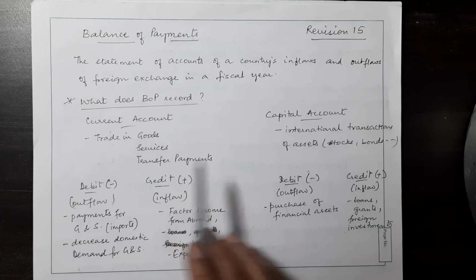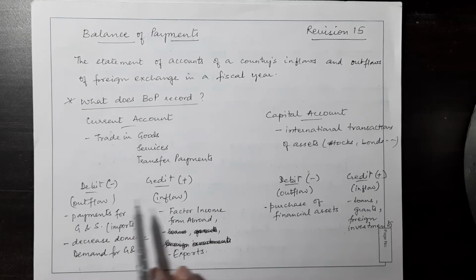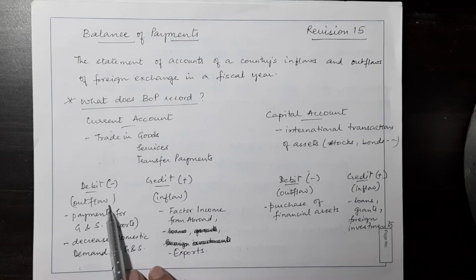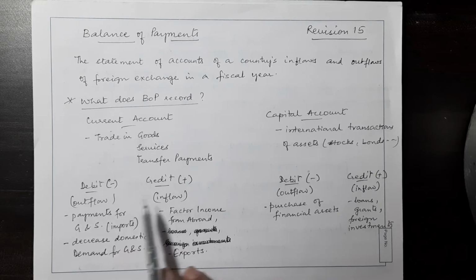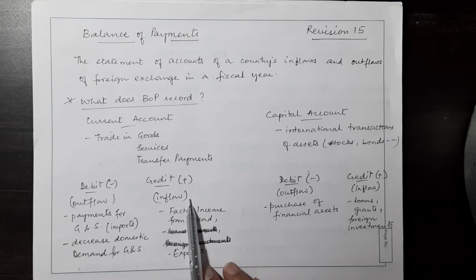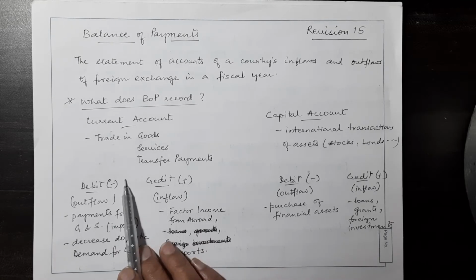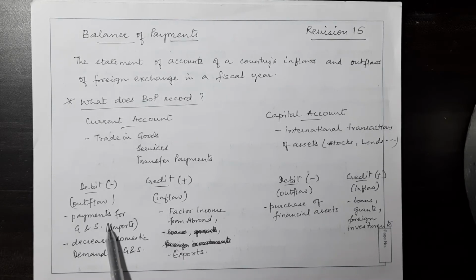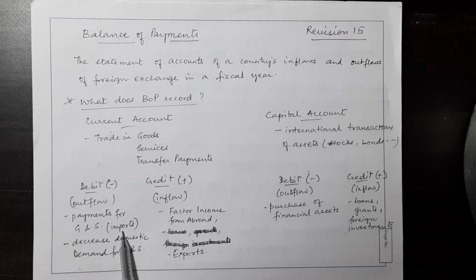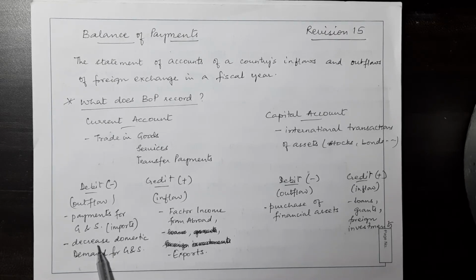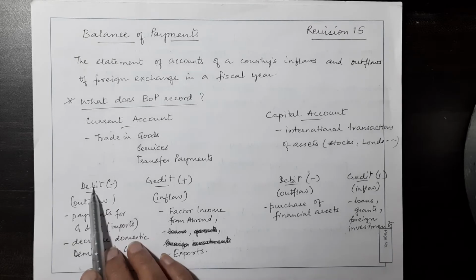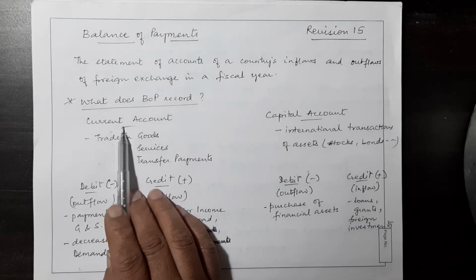The capital account deals with all the international transactions of assets like stocks, bonds, etc. Now each account will have a debit side and a credit side. We do understand that a debit side will record all the outflows of foreign currency, and the credit records all the inflows, whether it is in the current account or in the capital account. So payments for goods and services, that is imports, these decrease the domestic demand for goods and services. So if there is an import, it will be recorded under the debit side of the current account, right?